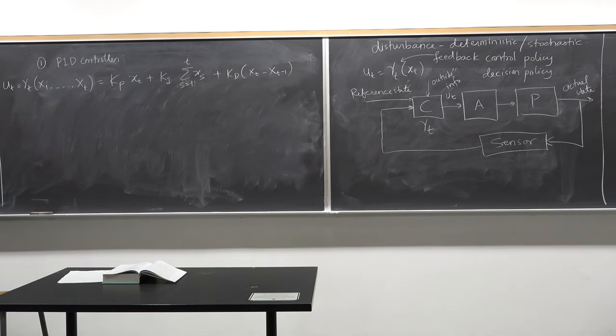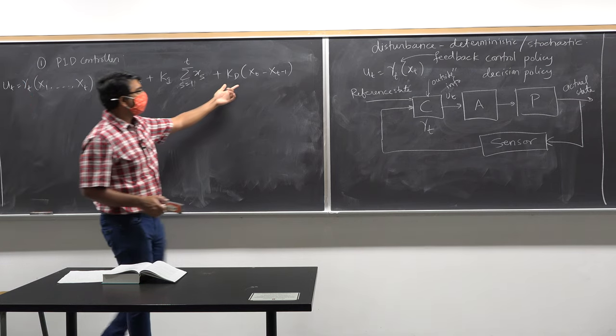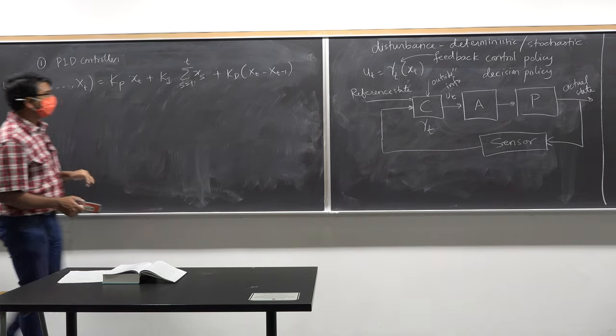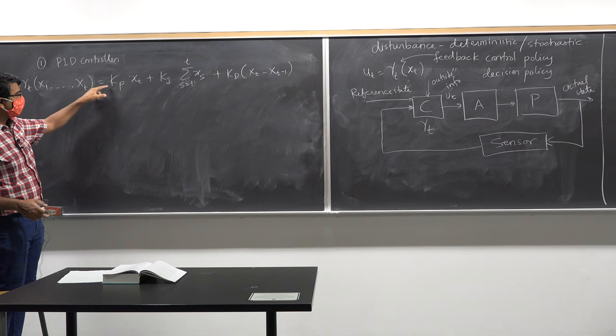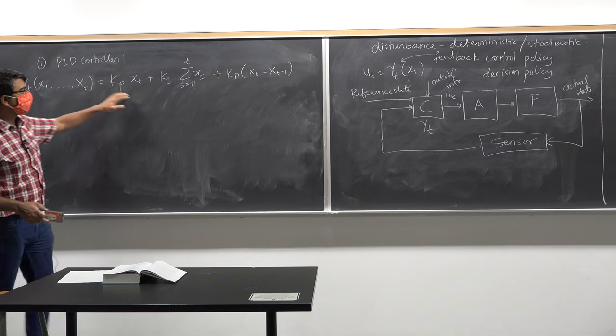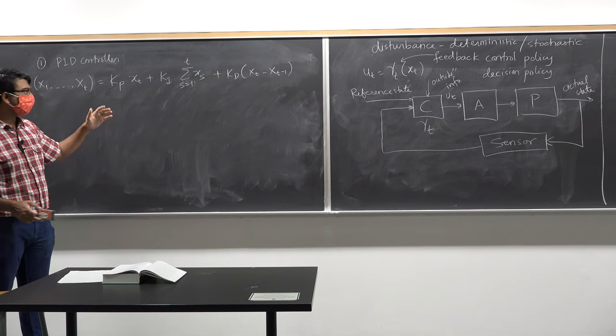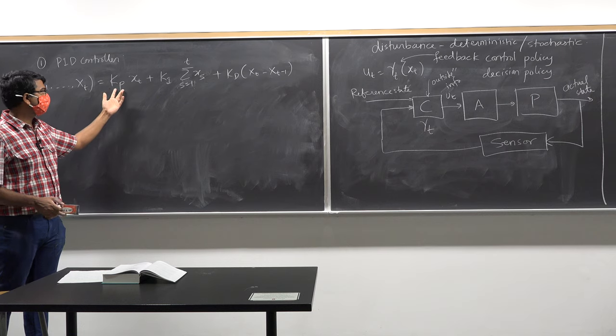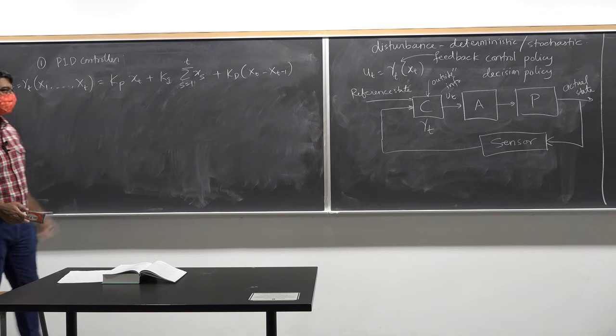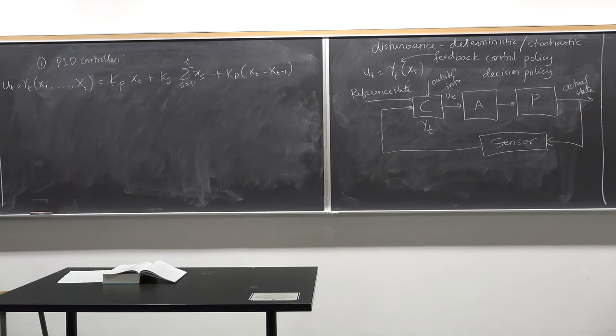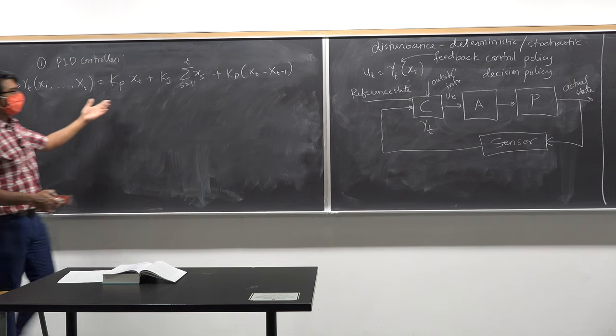So here, this K_P, K_I, and K_D are all matrices of appropriate dimension. The number of rows of these matrices is the same as the number of actions. The number of columns of these matrices is the same as the number of states in the system. Okay, so this is known as the PID controller.